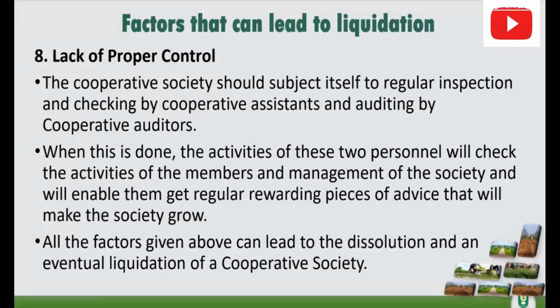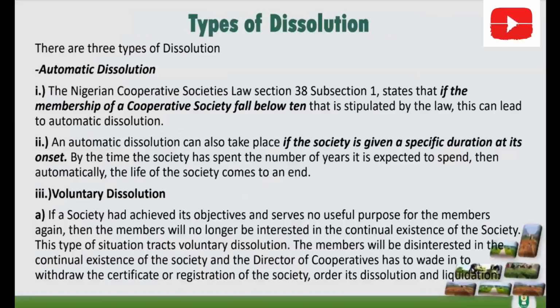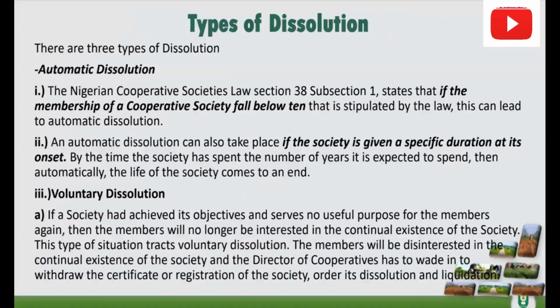Now let's talk about the types of dissolution. Number 1, we have the automatic dissolution. The Nigerian Cooperative Law, Section 38, subsection 1, states that if the membership of a cooperative society falls below 10 members, that is stipulated by the law, this can lead to automatic dissolution. An automatic dissolution can also take place if the society is given a specific duration at its onset. By the time the society has spent the number of years it is expected to spend, then automatically the life of that society comes to an end.